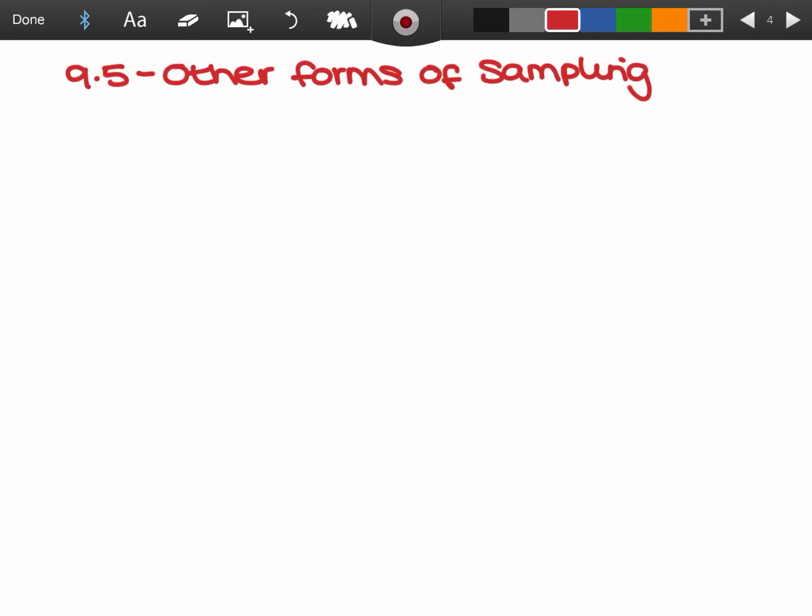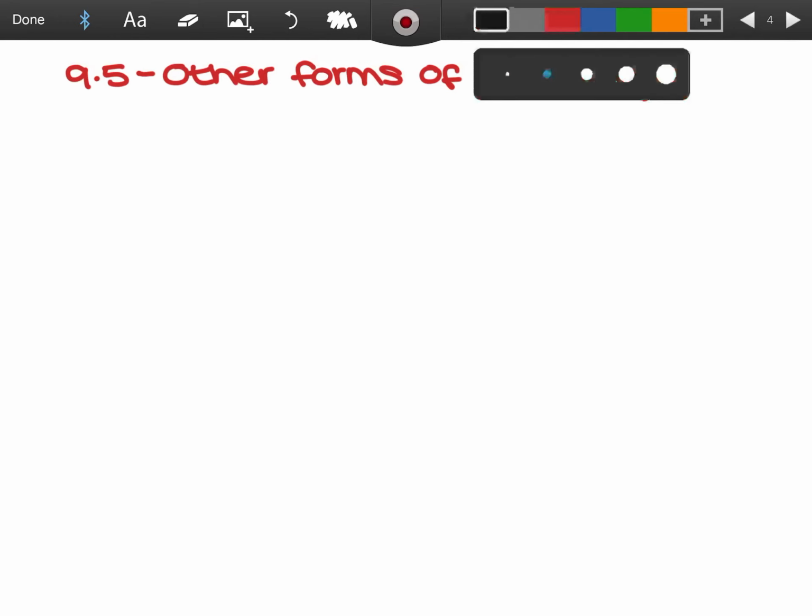So in today's video, we're going to look at chapter 9.5, which looks at other forms of sampling. Okay, so we have looked at voluntary sampling, we have looked at random sampling, but now we're going to look at some others. Just be aware what these are, because in your homework, they'll give you a situation and they will ask you what kind of sampling it is.